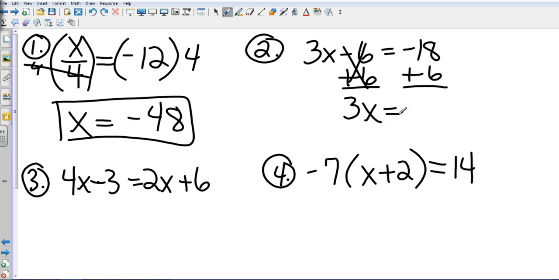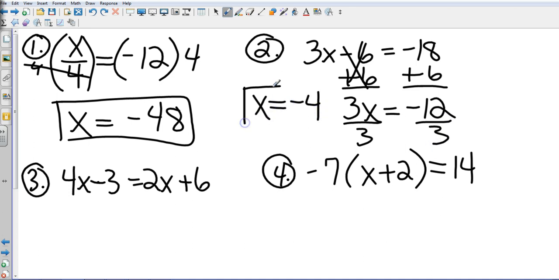Use the number line if you need to. What is negative 18 plus 6? Negative 12. And divide both sides by 3. X equals negative 4. How many got that one right? Good. Okay, let's go to 3.